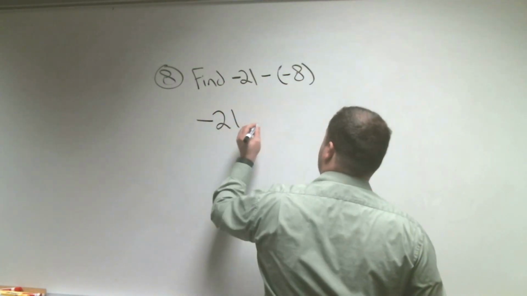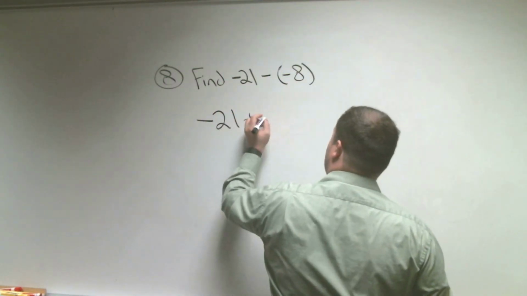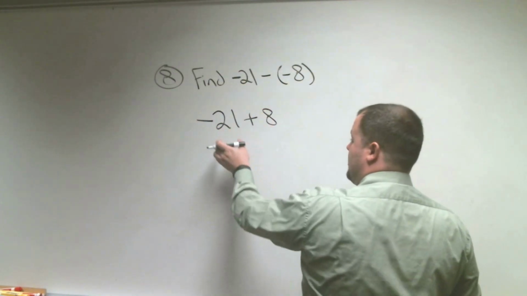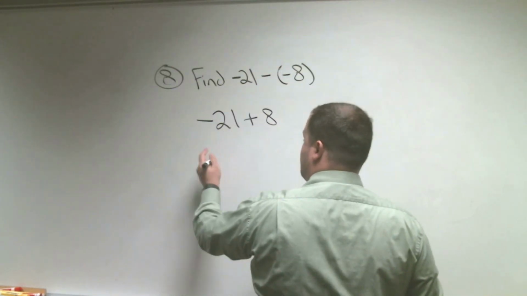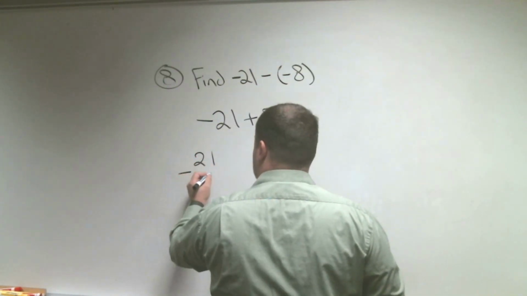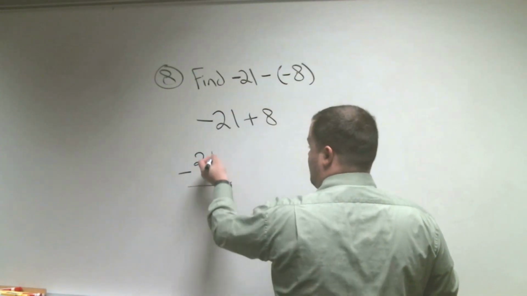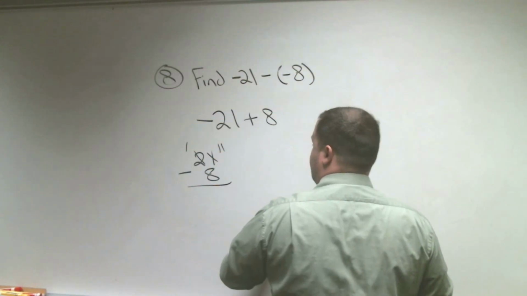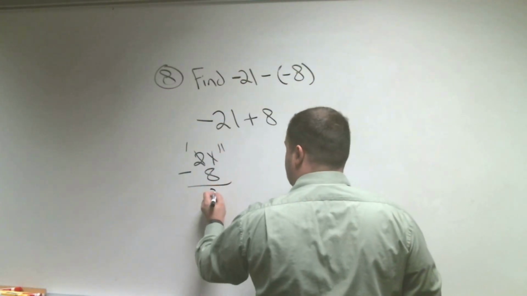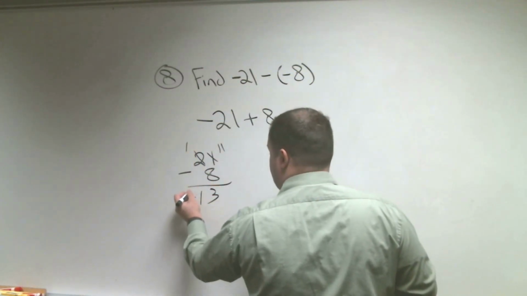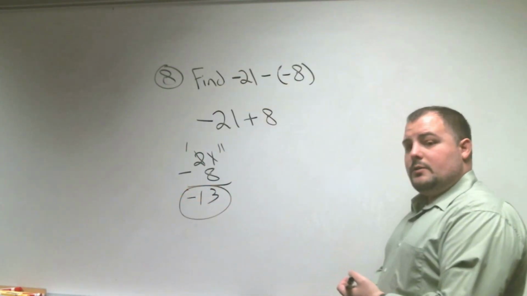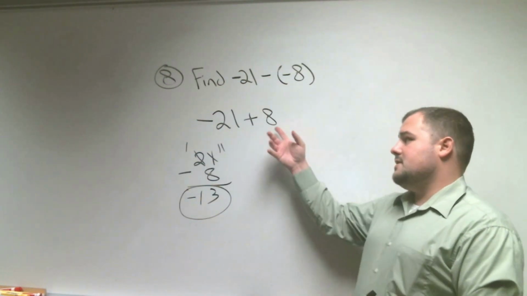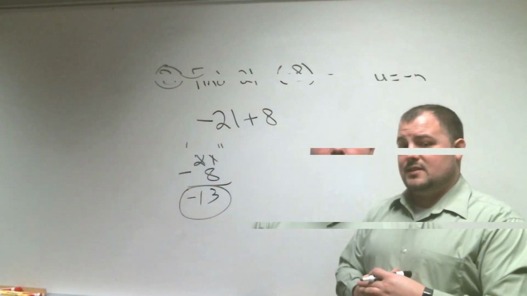Negative 21, change subtraction to addition. Instead of that minus 8, we're going to add 8. So this is negative 21 plus 8. Well, I have more negatives than positives, so I'm going to take 21 and subtract 8. I can't take 1 minus 8, so I'm going to borrow from the 2. That's going to change to 1. This is going to change to 11. 11 minus 8 is 3. And drop the 1 down. So 21 minus 8 is 13. So I have 13 more negatives than positives, because negatives was bigger than positives in this case.